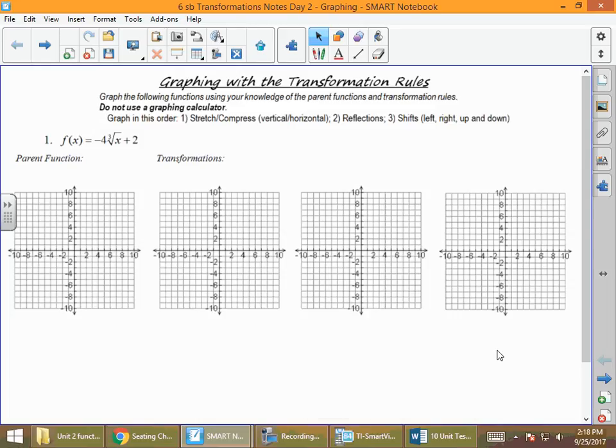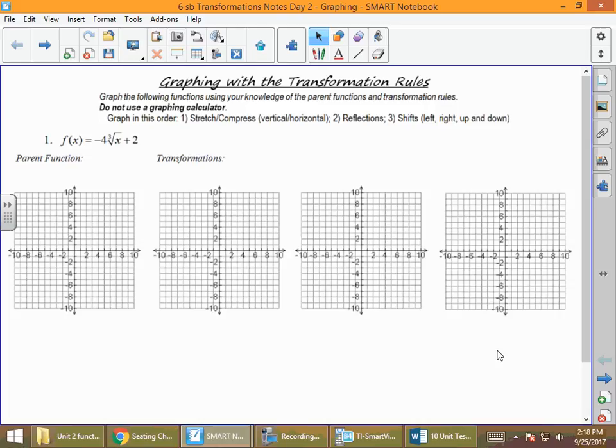So we've been talking about the different transformations. We've been reading the equations and identifying the transformations. Now we're going to apply these transformations to graphing. And again, the goal was still to not use a calculator, and you may choose to graph in this order: stretching and compressing first, reflection second, and shifts last.